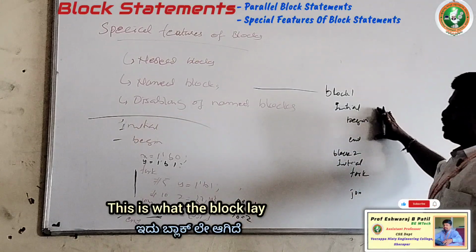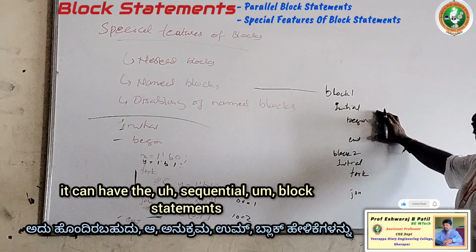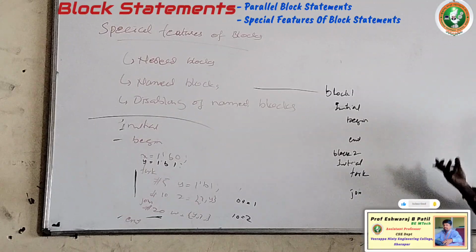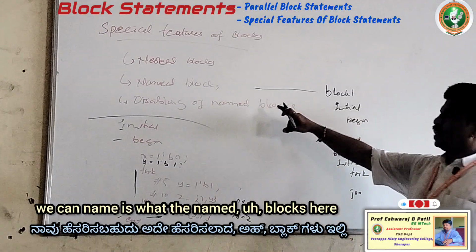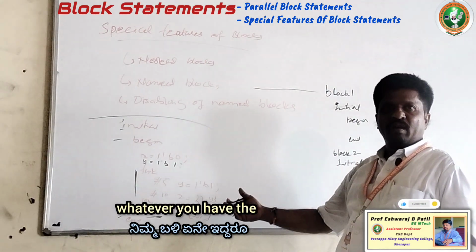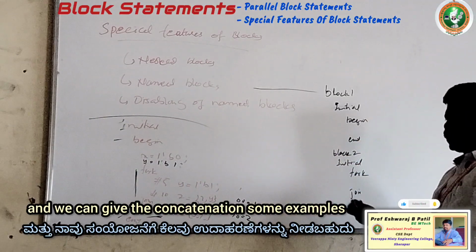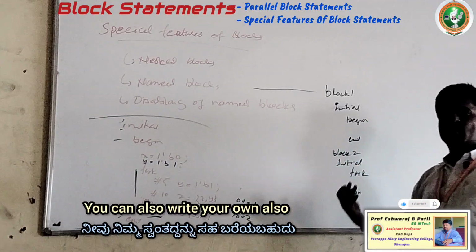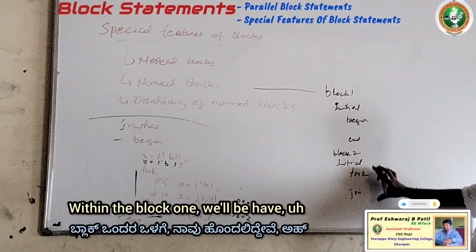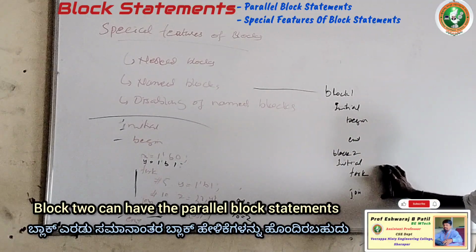This is what named blocks are: block 1 can have the sequential block statements, and block 2 can have the parallel block statements, like this. We can name them as named blocks here. Here also you can write your own, whatever you have a clear idea about. You can begin with some values and then give concatenation, some examples. You can also write your own. But you should follow the names as block 1, block 2. Within block 1 we will have sequential block statements. Block 2 can have parallel block statements.